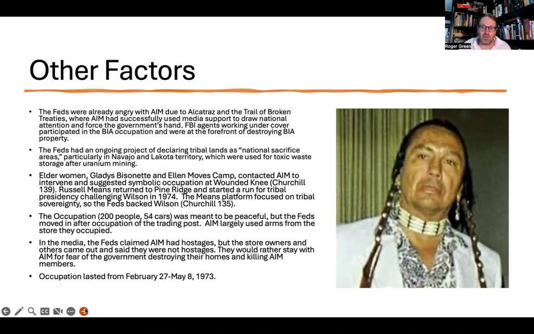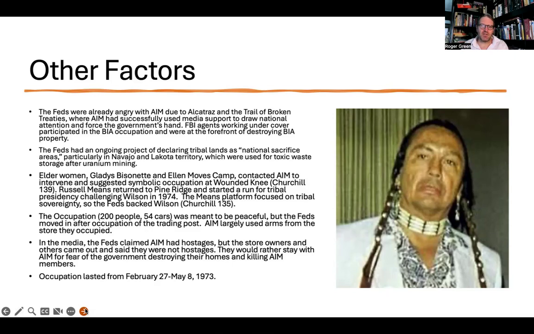And why is it at Wounded Knee? It's of course because there's memory back to the 1890 massacre, right? So other factors that are going on here, the feds were already angry with AIM due to Alcatraz and the Trail of Broken Treaties, where AIM had successfully used media support to draw national attention to force the government's hand. So that's why Native people perform as Native, right, or dress up as Native. There's something political about doing that because it drew public attention to the bad deal that the U.S. government was giving to Native peoples.